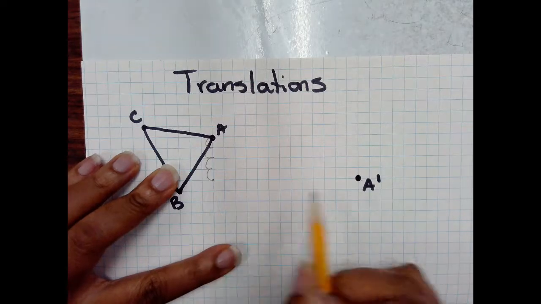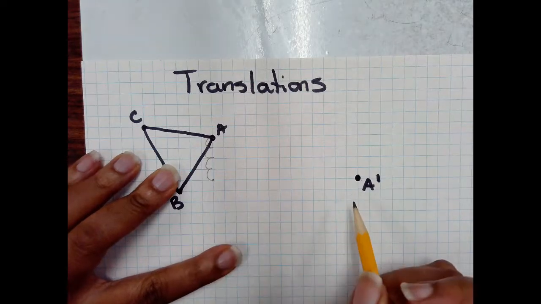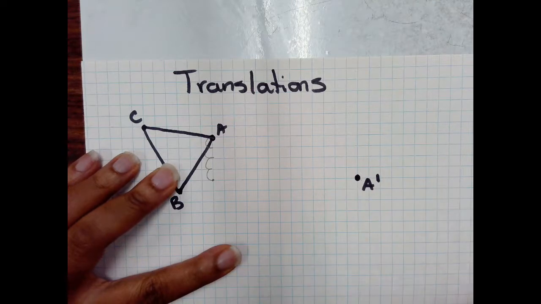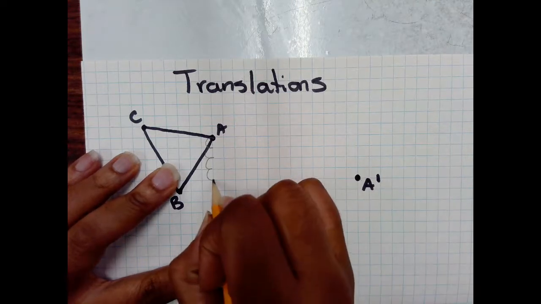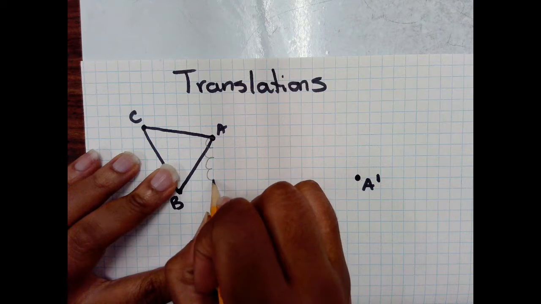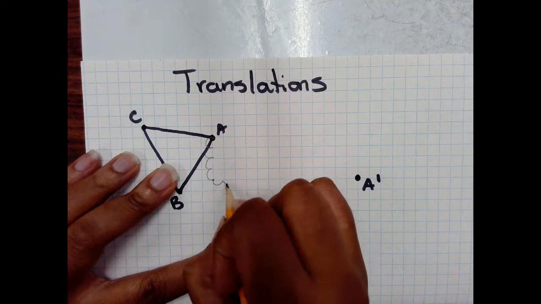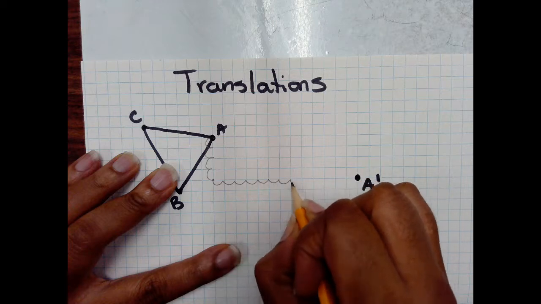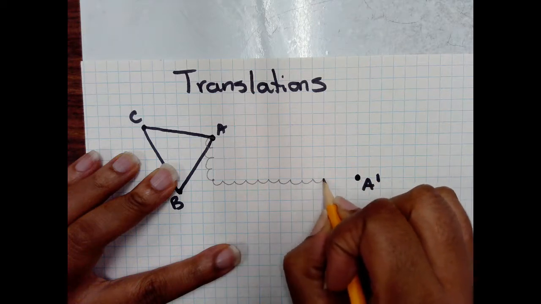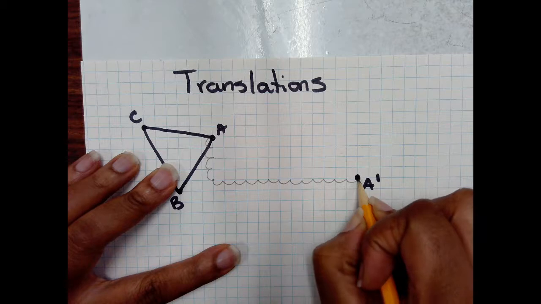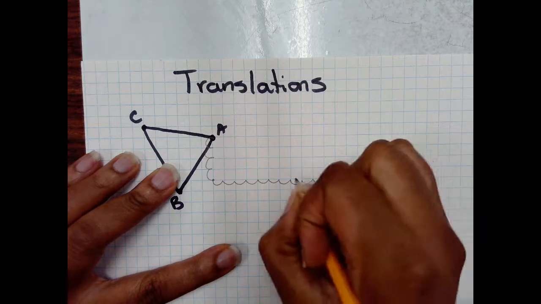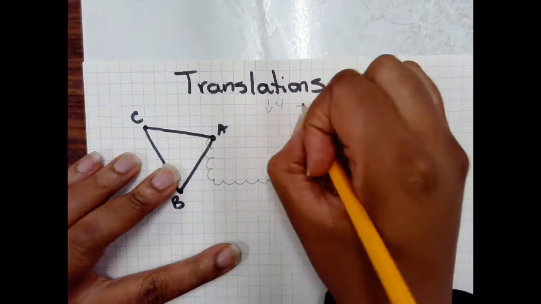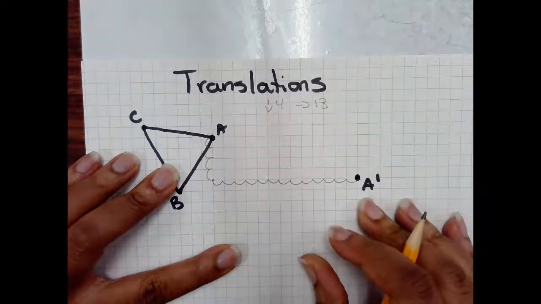Now I need to figure out how many places it moved to the right in order to get to my destination, which is right here. That's where A prime is. So I'm going to count how many times I need to move to the right to make that happen. 1, 2, 3, 4, 5, 6, 7, 8, 9, 10, 11, 12, 13. So it moved a total of 13 times. So it moved down 4 and to the right 13 times.